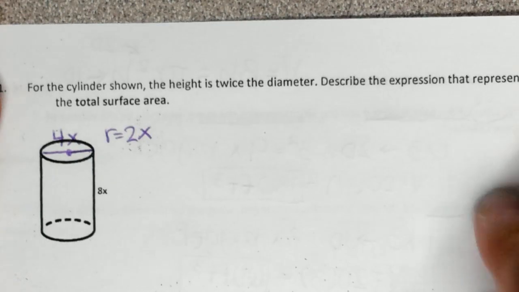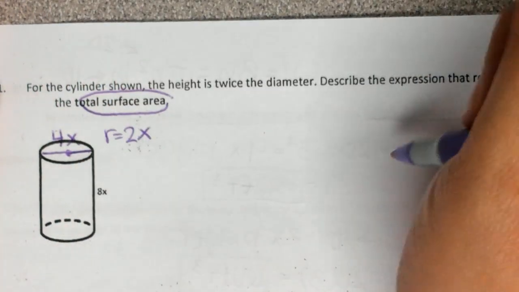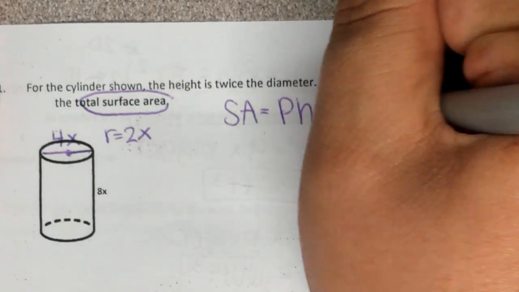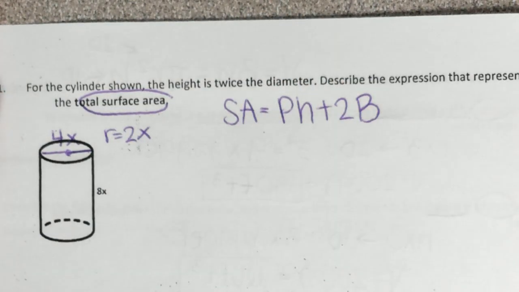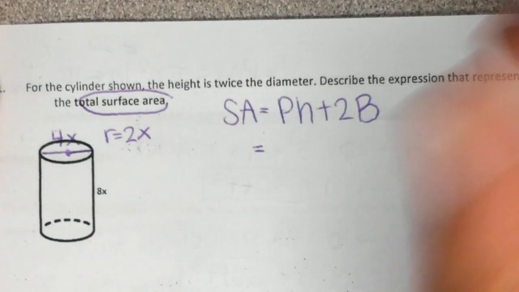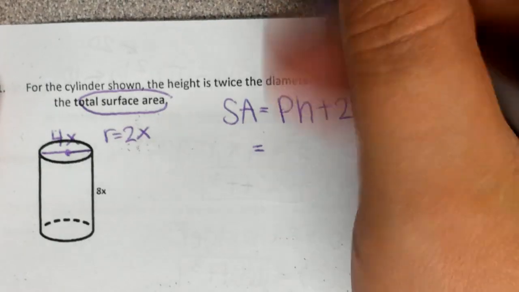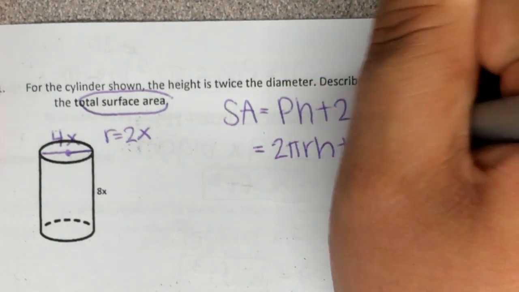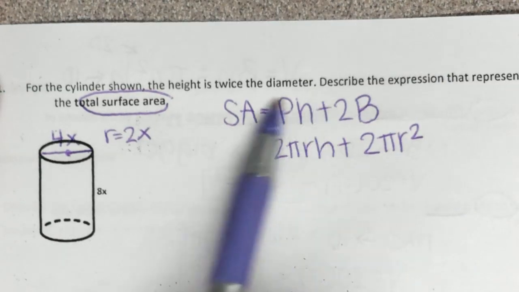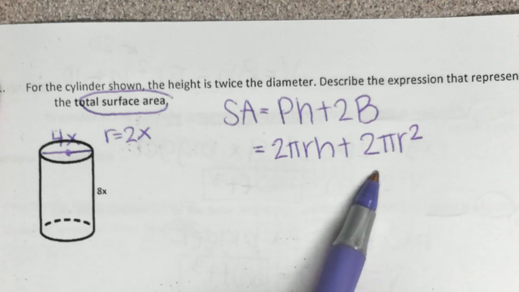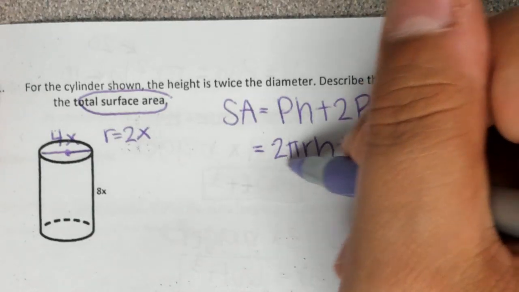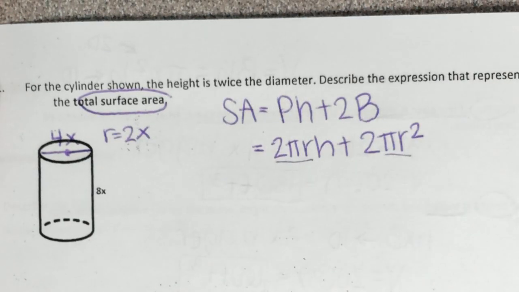Okay, describe the expression that represents the total surface area. What's the total surface area of a cylinder? You're right. So PH plus 2B, it's the same thing as a prism. But what is the perimeter of a cylinder, a circle? 2 pi r. Plus 2 times what's big B of a cylinder? Pi r squared. I think it's easier just to memorize this and then plug in what you know versus memorizing all that. That's just me personally. So perimeter of a cylinder is 2 pi r. The area is pi r squared.